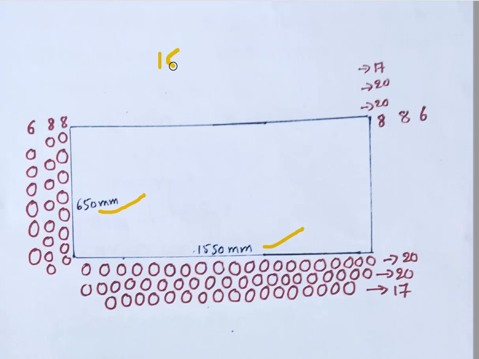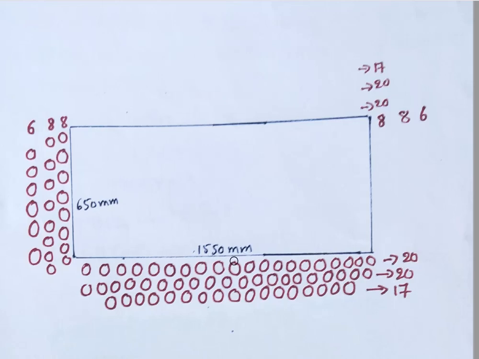Total number of tubes is 158. So I need to place these 158 tubes in this portion, in this, and in this. So equally it should be arranged. So comes to this point.